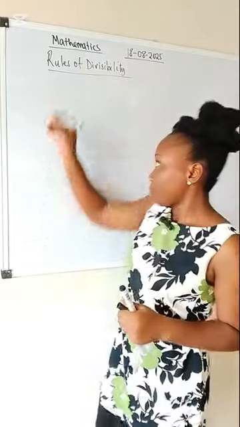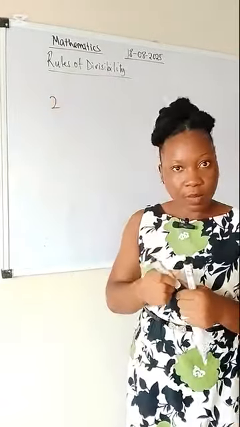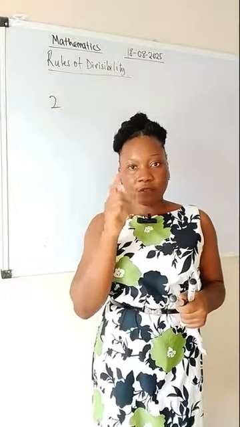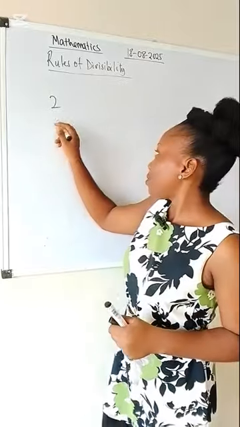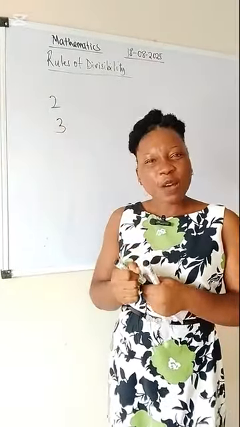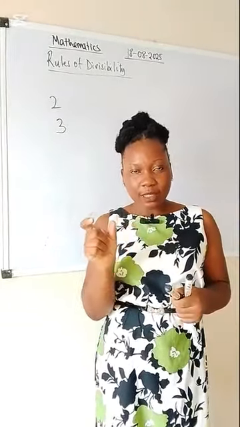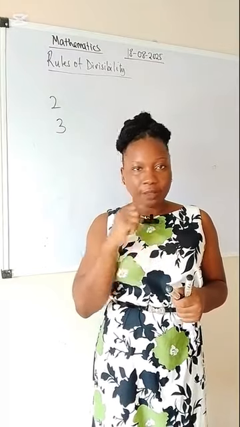For example, 2. If you're wondering if 2 can divide a number, check the last digit. If the last digit is even, then 2 can divide that number. What about 3? If you sum the digits of the number, and it's a multiple of 3, then 3 can divide the number.